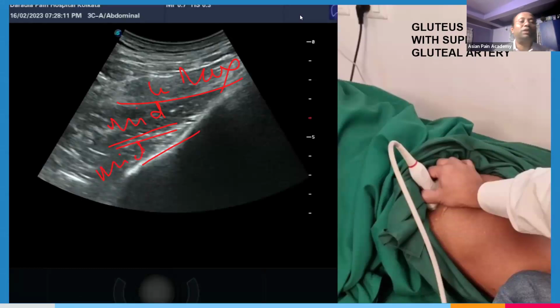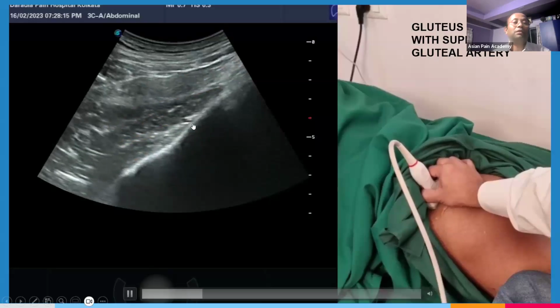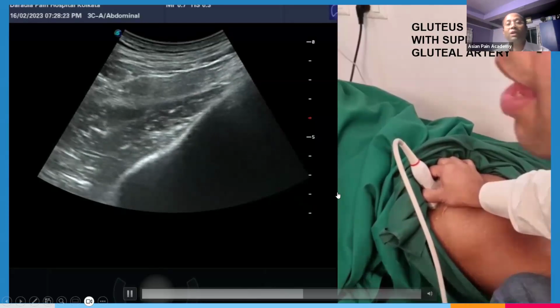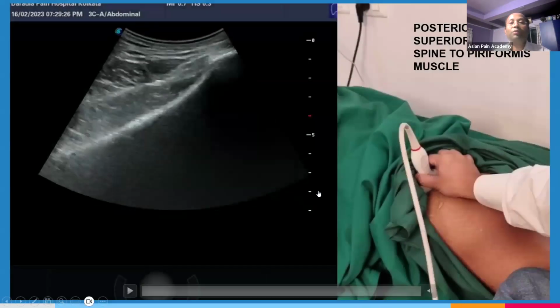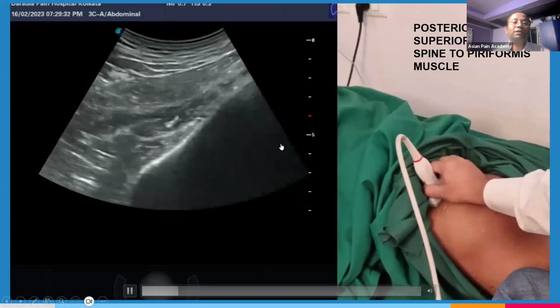Why am I saying this is medius and minimus? Because between medius and minimus there is a vessel called the superior gluteal artery. You can see here it will be pulsating, it should be pulsatile. Here also a bit of pulsation is there. So this is maximus, medius, minimus. This is position number one. I am going to position number two. There should be a gap coming in between. Then we will know that we are in the greater sciatic notch.